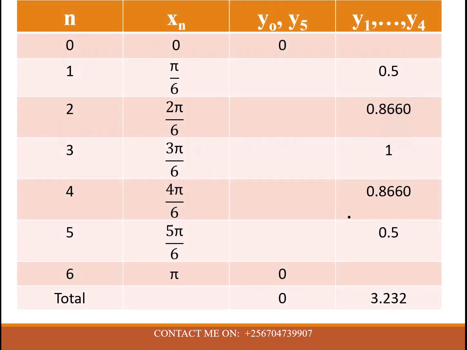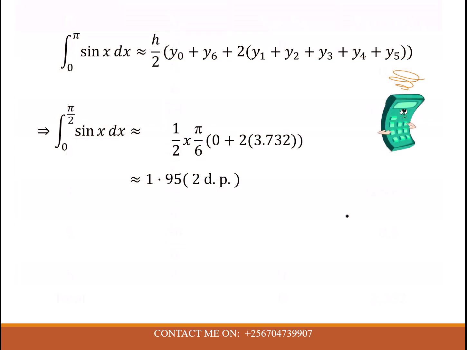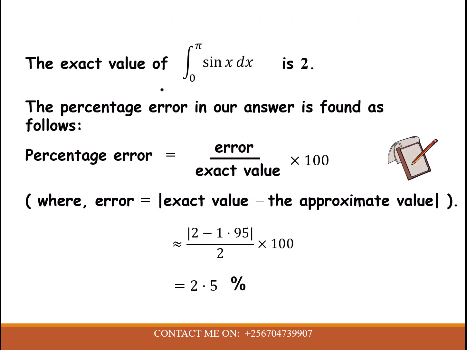In here, we have been using actually 4 decimal places. So the exact value, this is another question, the exact value of the integral of sine of x dx from 0 up to pi is 2. Then the percentage error in our answer is found as follows. This question sometimes is accompanied by part B, which asks you to find the exact area. For me here, I just gave you the exact area, but they may tell you to use the calculus method to find the exact area.